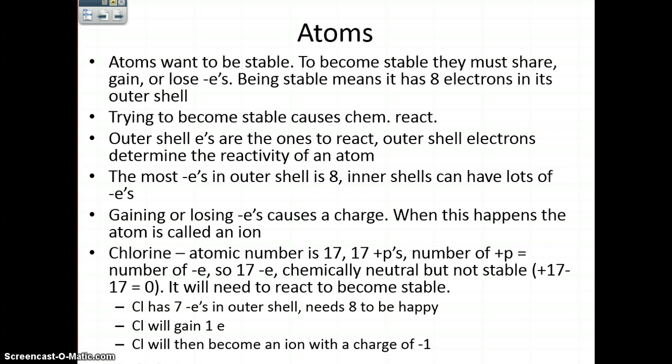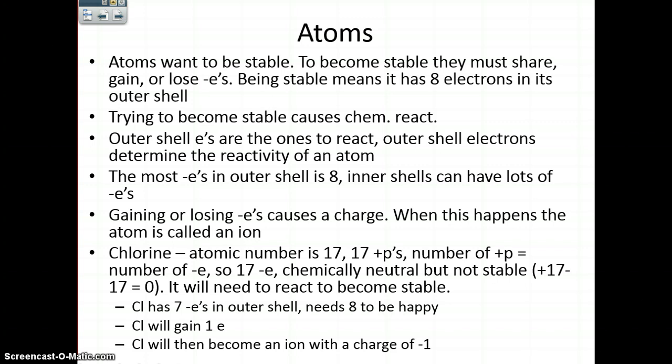Here's my example. Chlorine, its atomic number is 17, so that means it has 17 protons. The number of protons is equal to the number of electrons, so there are 17 electrons. Again, electrically neutral, +17, -17, that's 0, so it's neutral, but it sure is not stable. Because chlorine has 7 electrons in its outer shell, 7 is not 8, it is not happy. It needs 8 to be happy, so chlorine will gain 1 electron.